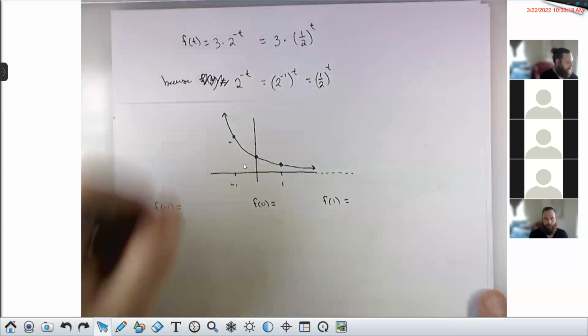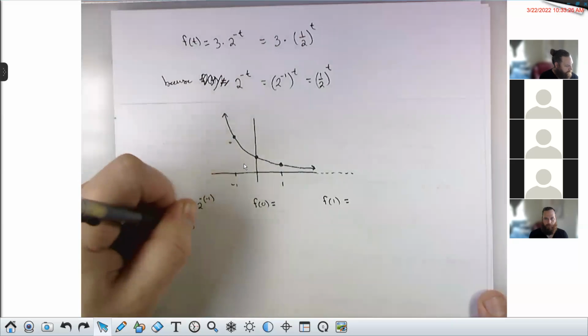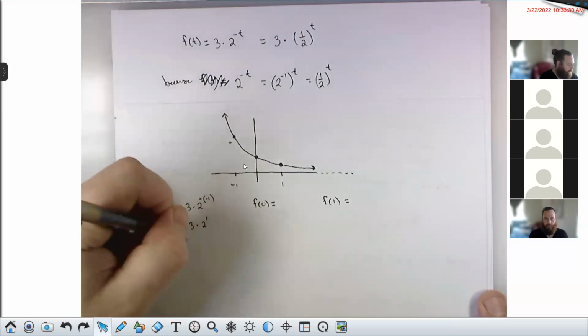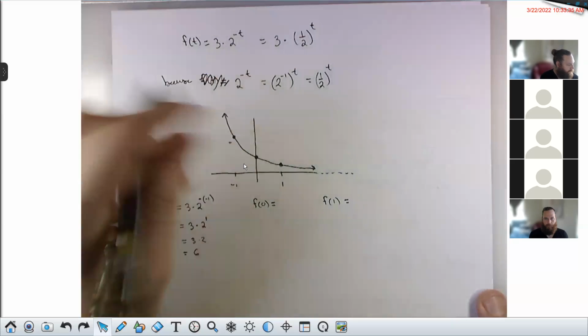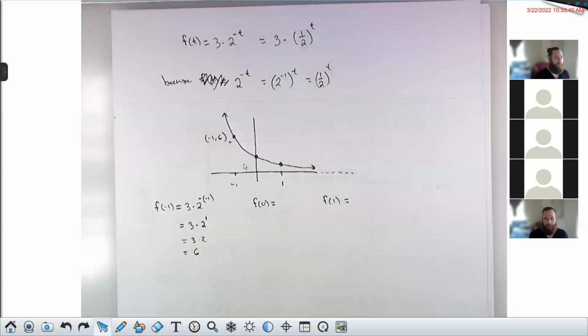So f of -1, that would be 3 times 2 raised to the -1. And that's 3 times 2 to the, well, -1, that's +1. That's just 3 times 2, or 6. So this point right here, if I wanted to label it, I could label it as -1, 6. That's a nice thing to be able to do, right? Because some questions give us the graph and then they ask us for some information. So if we can go from the points to the statement about the function or vice versa, it's a great skill to have.